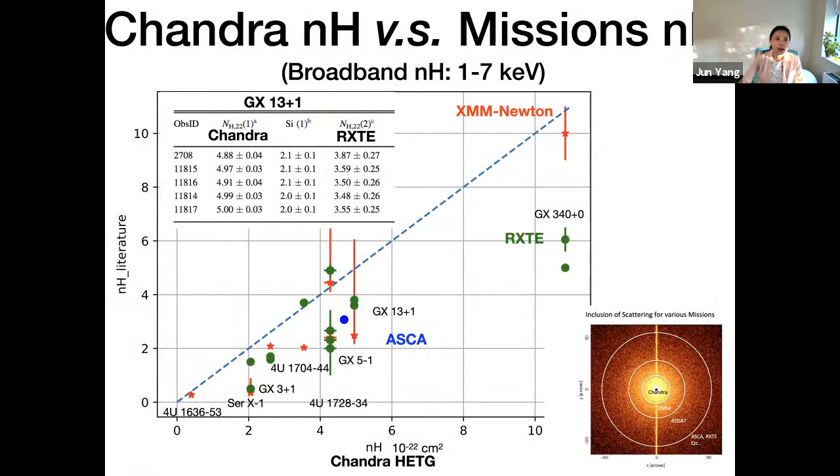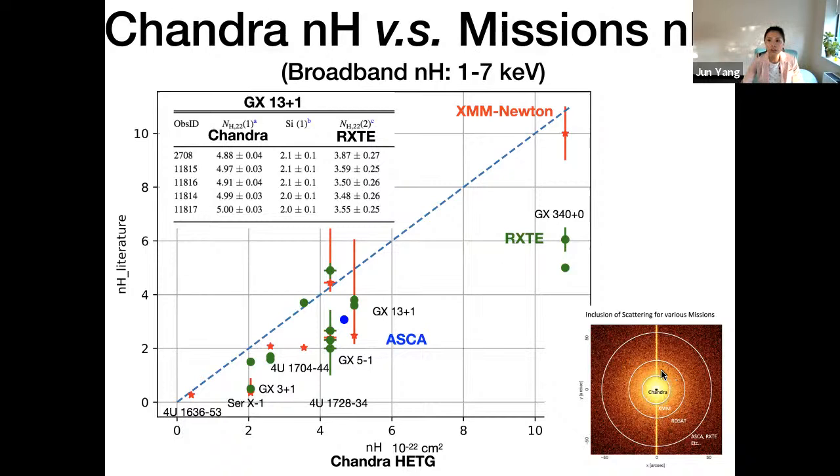We use newly well-calibrated and paired Chandra data. This table shows, for this source, the simultaneous observations from Chandra and RXTE. Chandra produces a higher H value because it has a smaller point spread function, which excludes the scattering. RXTE weakens the scattering.